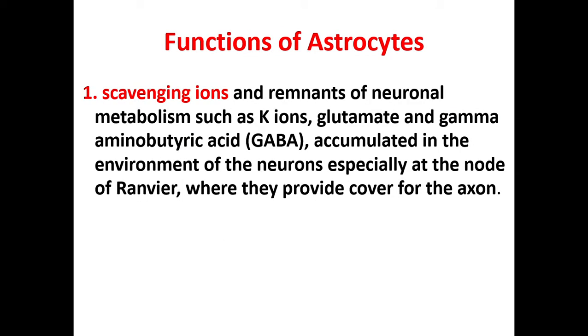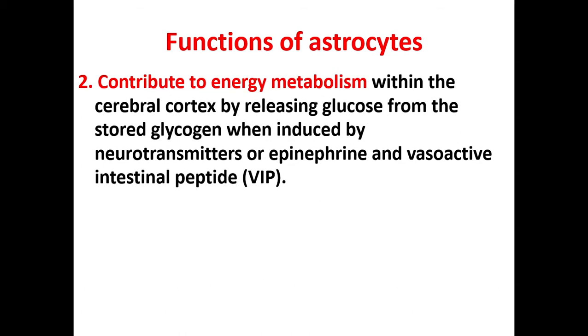Let's go into the function of astrocytes. The cells are involved in scavenging ions and remnants of neuronal metabolism, such as potassium ions, glutamate, and gamma-aminobutyric acid or GABA, accumulated in the environment of the neurons, especially at the node of Ranvier, where they provide cover for the axon. The second important function of astrocytes is they contribute to energy metabolism.